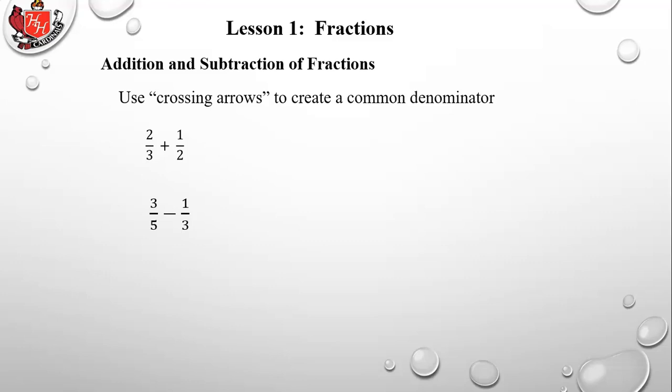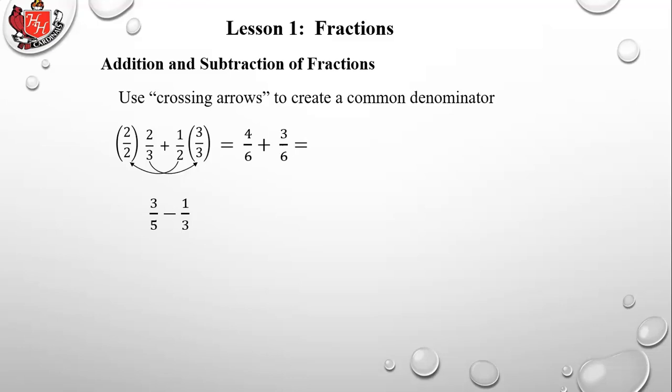So to add or subtract fractions, you use the crossing arrows method, and what you need is what's called a common denominator. So what you do is take the denominator, the bottom part of one fraction, and go over to the other side and multiply top and bottom of the other fraction by that. And then you take the denominator of the other fraction, that in this case would be the 3, and you go over and multiply the top and bottom by that. And what you'll end up with is 4/6 plus 3/6. So what you've done is created a common denominator.